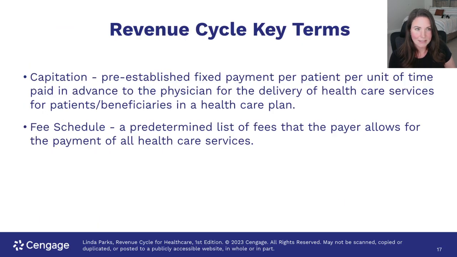All right. Here's some other key terms. Capitation is the amount that is agreed on ahead of time that the doctor will make on a monthly or yearly basis to treat patients. And then a fee schedule is the list of how much a third-party payer will pay for each service.